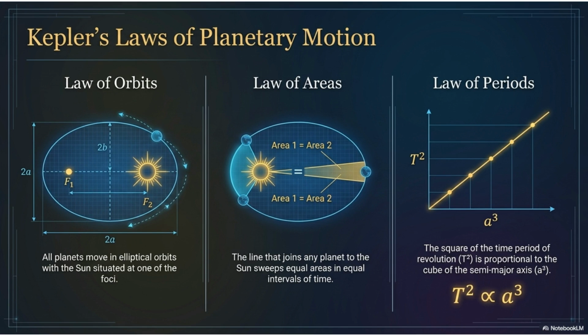Kepler defined planetary motion through three laws. Planets move in elliptical orbits with the sun at one focus, they sweep out equal areas in equal times, and the square of the orbital period is proportional to the cube of the semi-major axis.